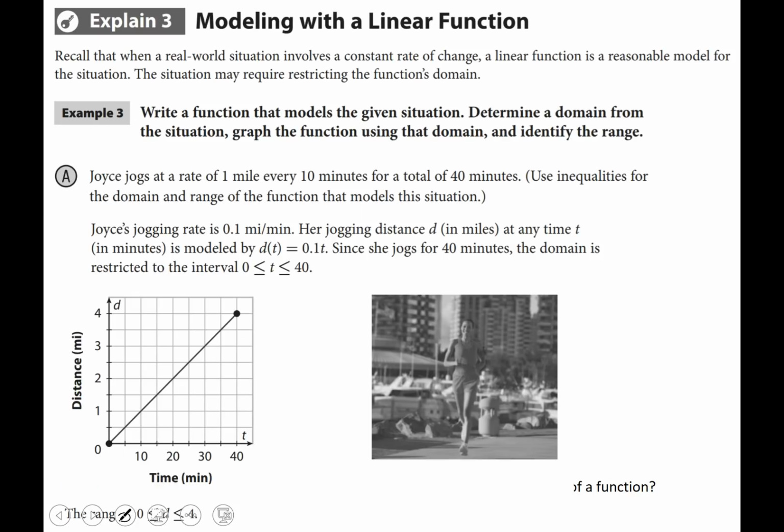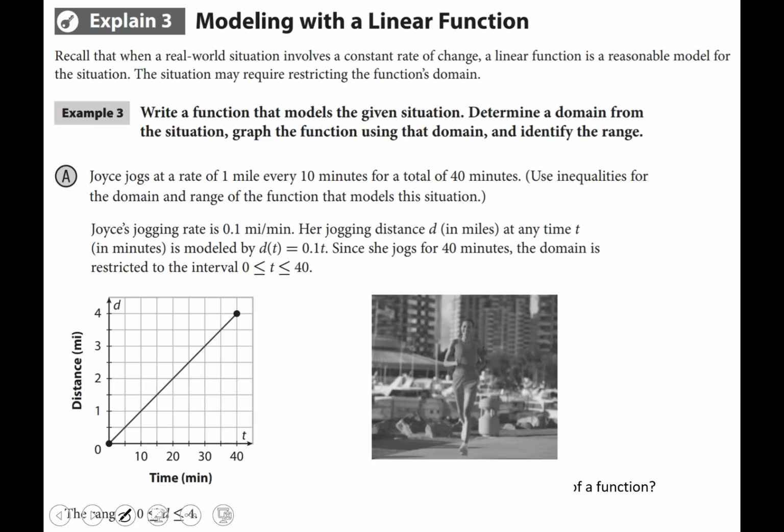All right, there's one last little piece to this, okay? So bear with me. I know it's getting long. We're modeling with a linear function. We're going to recall that when a real-world situation involves a constant rate of change, a linear function is a reasonable model for the situation. The situation may require restricting the domain of the function. So we're supposed to write a function that models the given situation, determine a domain from the situation, graph the function using the domain, and identify the range.